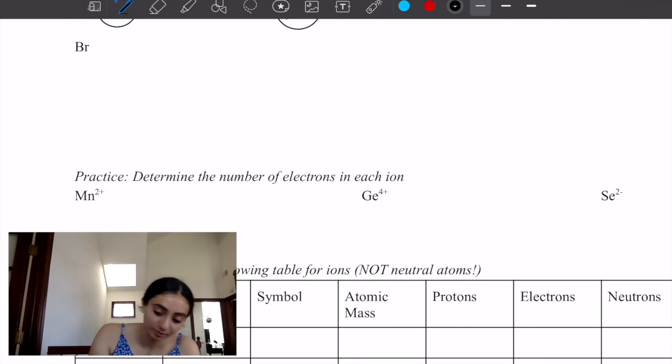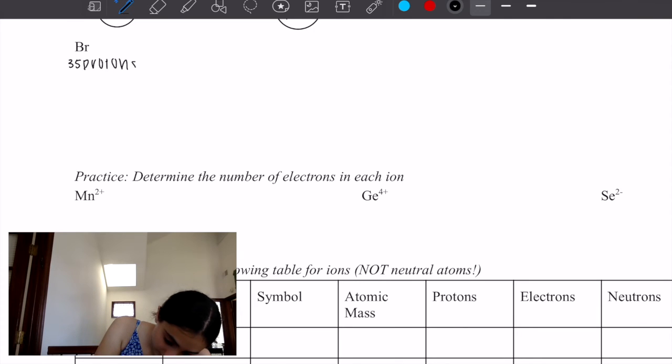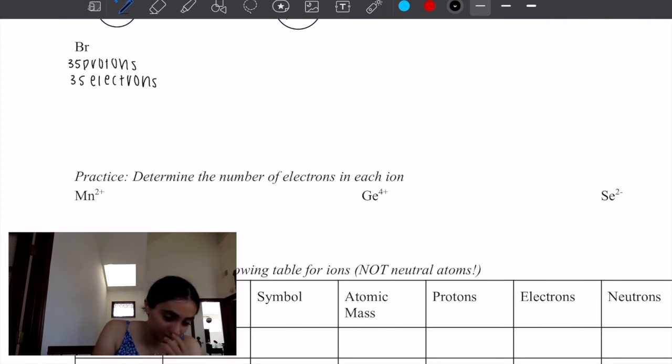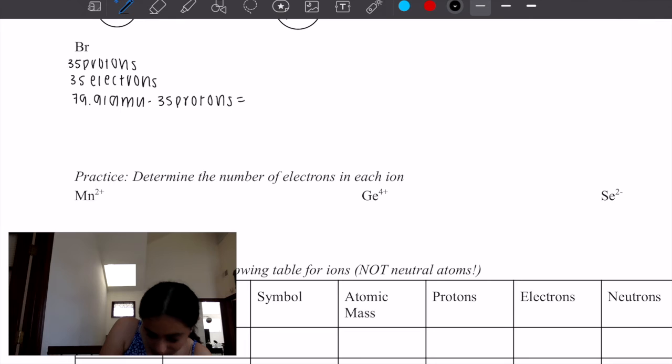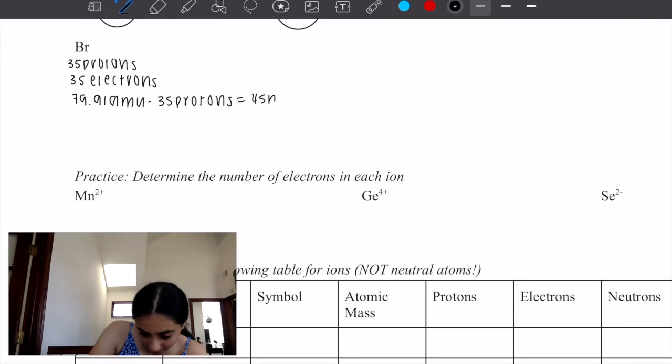Now we're going to try with bromine. Bromine has 35 protons, 35 electrons in the neutral atom, and for the neutrons, we want to do 79.91 minus 35 protons equals 45 neutrons.